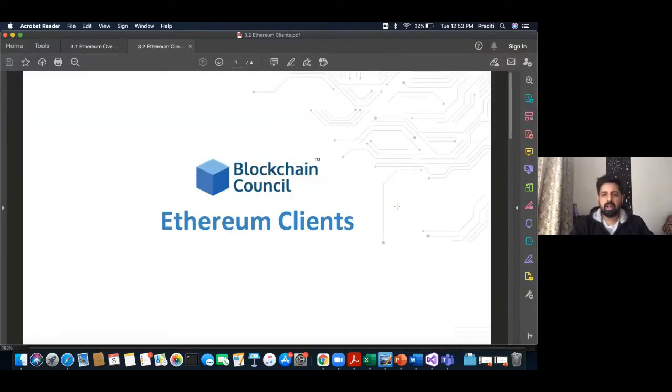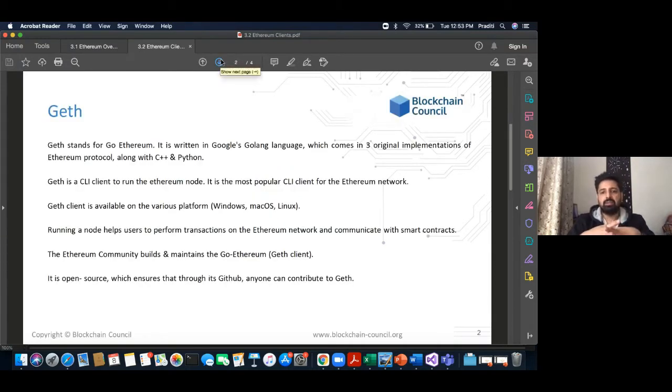So Ethereum clients, Geth, which stands for Go Ethereum. The entire Ethereum code is being built in Go Ethereum, and the language is Golang, which is a Google-developed language. This language is now coming up to pace very quickly in the market, and it's pretty fast.